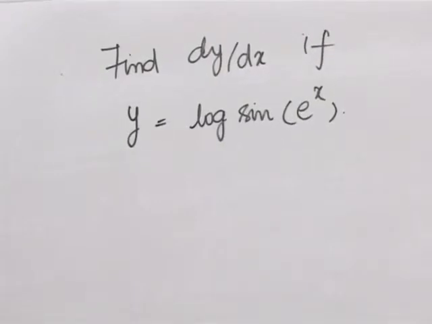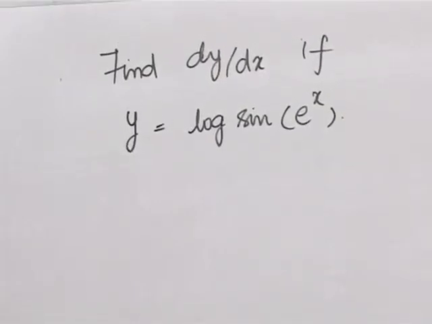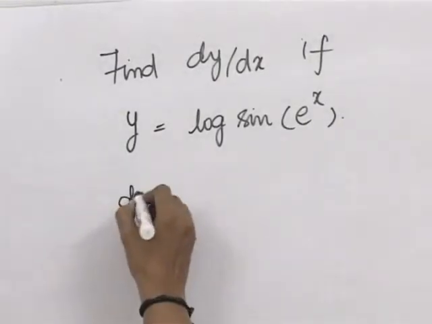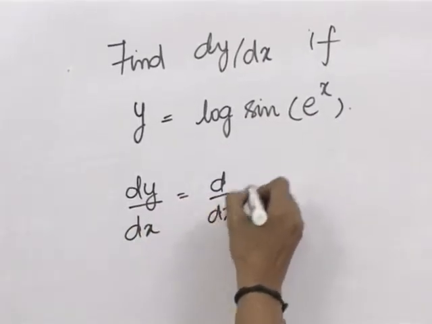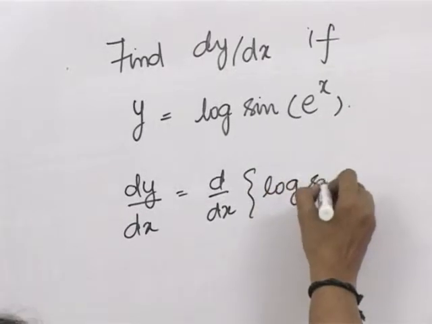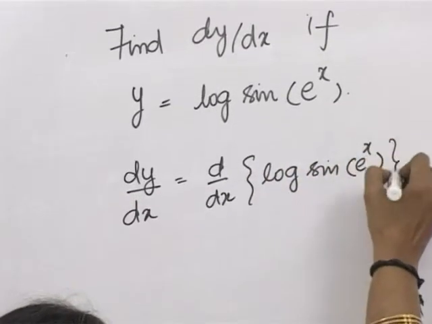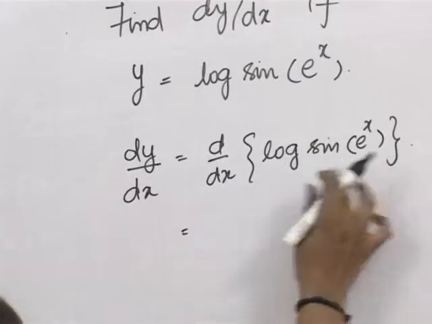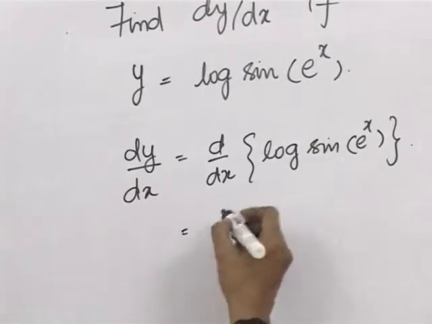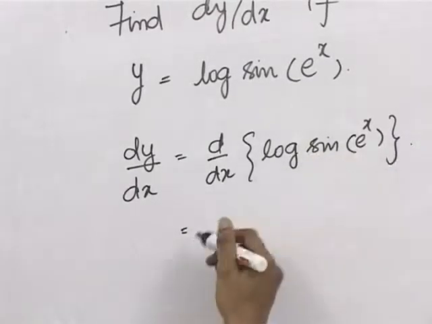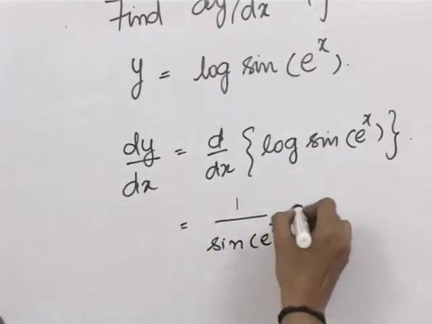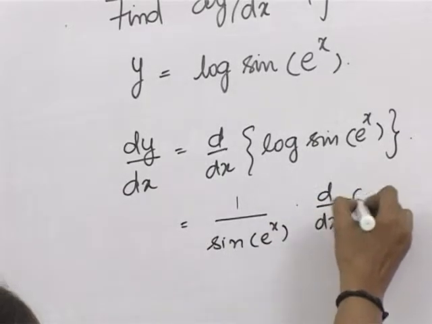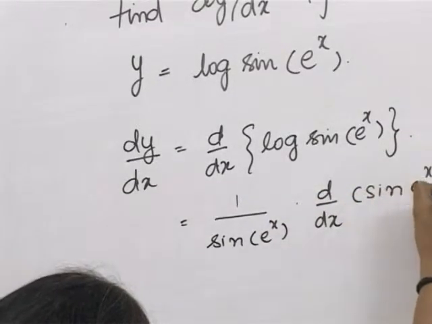Now we have been given a function y equal to log of sine of e power x. We have to find dy by dx. Now differentiate both sides with respect to x. We get dy by dx is equal to d by dx of log sine of e power x. Now what is the derivative of the log function? It is nothing but 1 by x. So here in place of x we have sine of e power x. So it is 1 by sine of e power x into d by dx of sine of e power x.